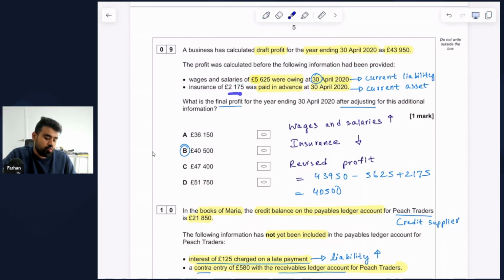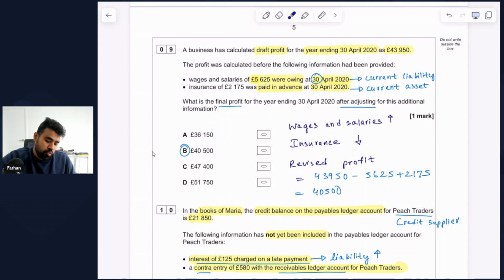Insurance of 2,175 was paid in advance at 30 April 2020. Because this was paid in advance by the business, this is a current asset, because the business is still yet to consume the benefits that come with the payment of this insurance. The question is asking us to find the final profit for the year ending 30 April 2020 after adjusting for this additional information. We're going to understand things in a different way here.